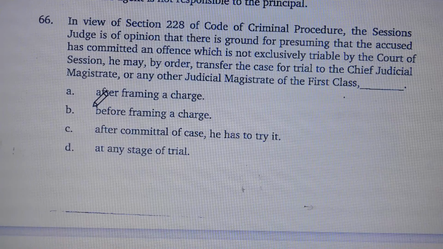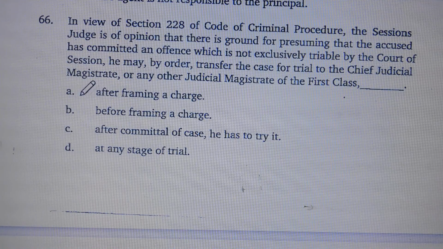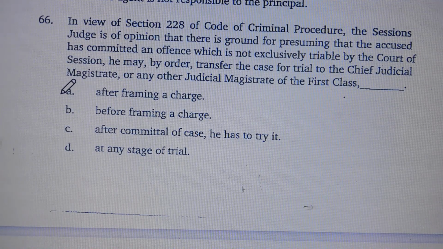Question number 66. In view of section 228 of the Code of Criminal Procedure, if the sessions judge is of opinion that there is ground for presuming that the accused has committed an offence which is not exclusively triable by the court of session, he may by order transfer the case for trial to the Chief Judicial Magistrate or any other judicial magistrate of the first class dash.